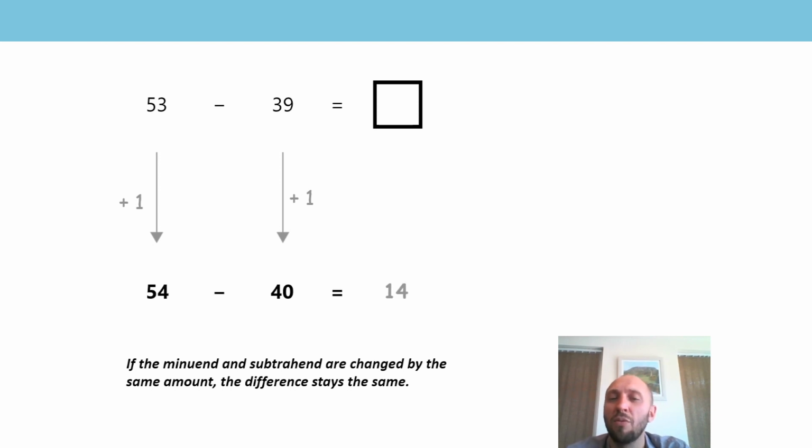And I'm sure we're all confident to be able to answer that. Remember, there's nothing wrong with writing that down in a written method, but if you can do it mentally, then brilliant. So because we have changed the minuend and the subtrahend by the same amount, we know that the difference will stay the same. So I can now confidently go back to my original calculation and answer that the difference between 53 and 39 is 14.